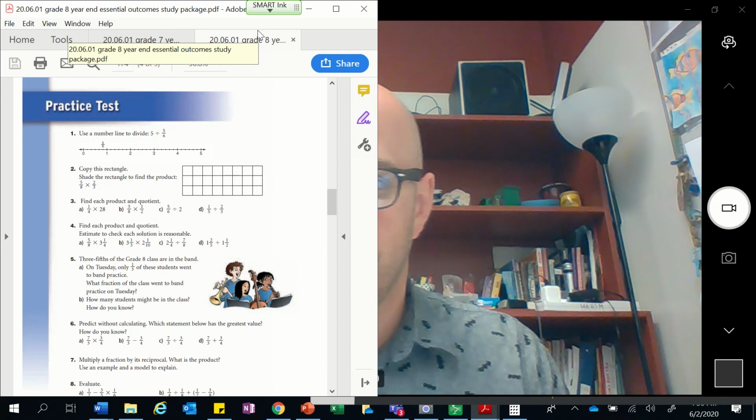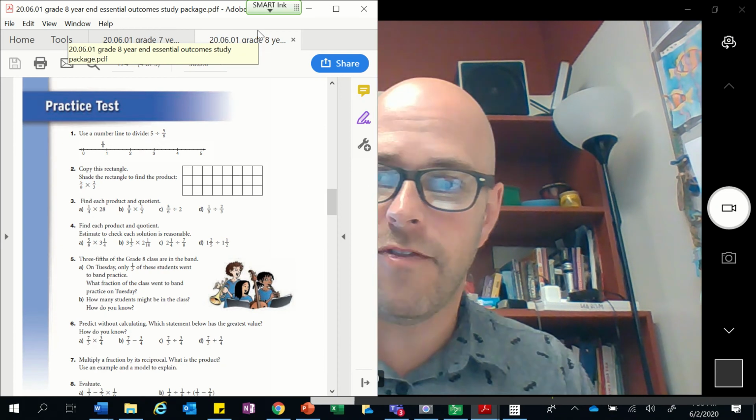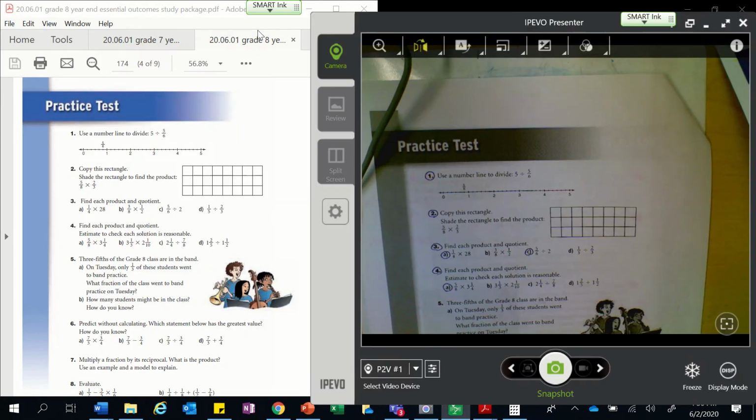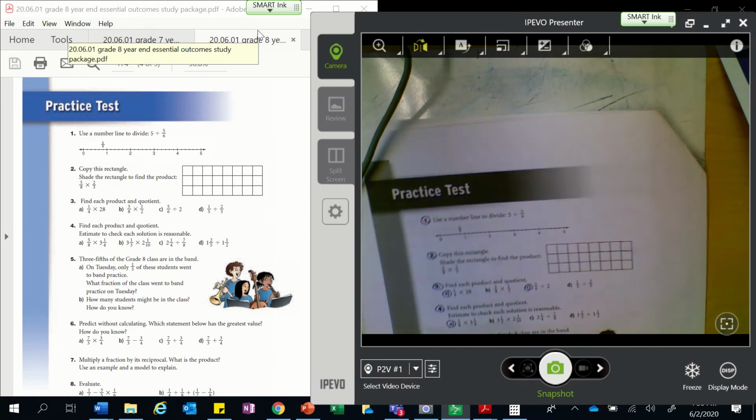Anyhow, let's look at a couple examples, and one thing is you're probably going to need a little review on using a number line for dividing or an array for multiplication. So let's start with those. In your assignment, it says use a number line to divide 5 divided by 5/6. So let's take a look at what that would look like.